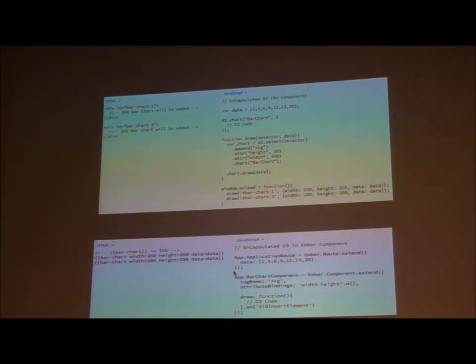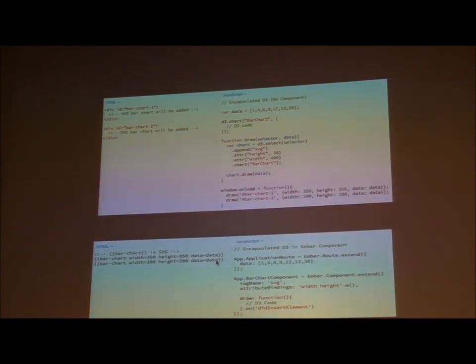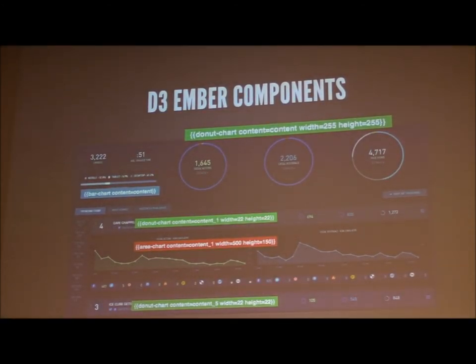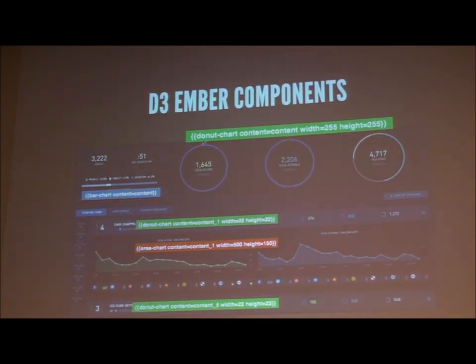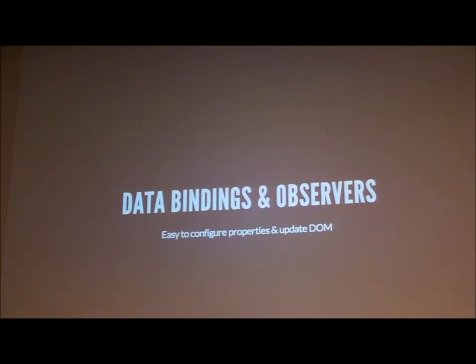But in Ember, with an Ember component, this HTML tag itself is the SVG, so I don't have to find the DOM element. If I want to add more charts, once I make the Ember component in JavaScript, I can just add this one line of code with different styles. At Simple Rich dashboard, we have three kinds of components: the first is the donut chart, and the second is the bar chart and area chart. Once you define your chart component in JavaScript, you can just put this tag in HTML. And Ember's data bindings and observers make it easy to configure properties and update the DOM, which is the SVG.